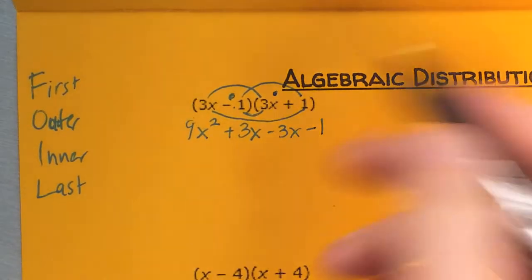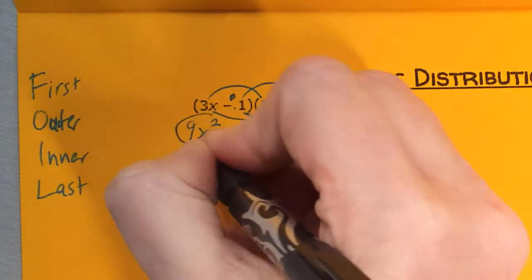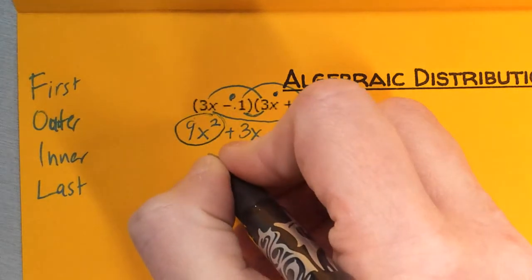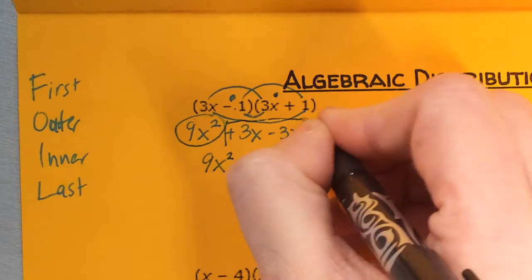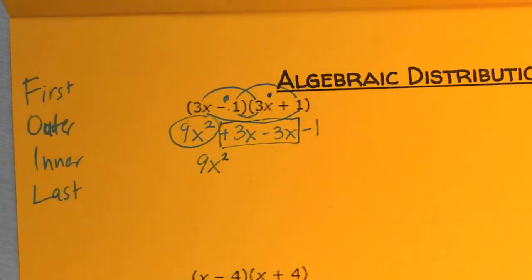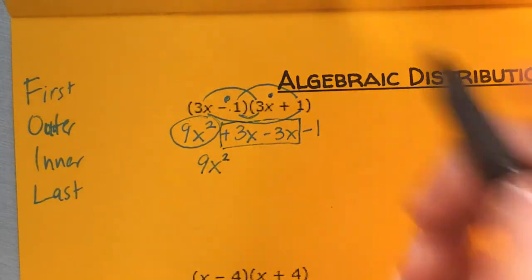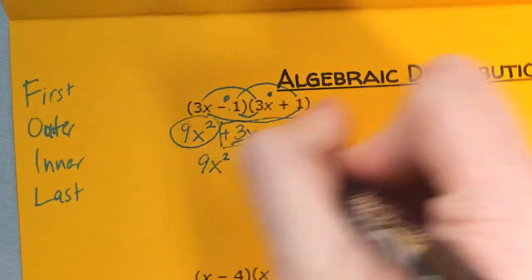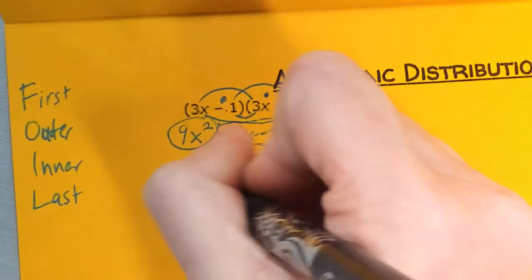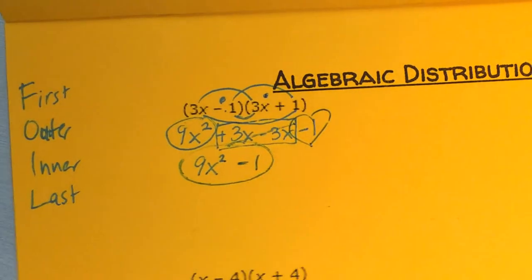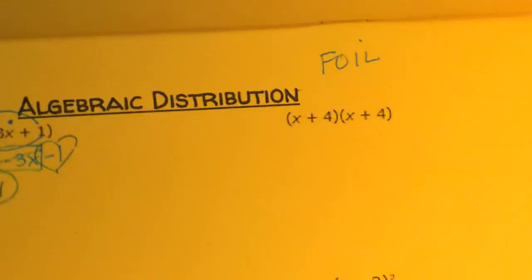All right, now I combine my like terms. I've only got one x squared term, so it comes straight down. I've got these two terms that I can combine because they're both x's. Well, 3x minus 3x is no x's, so this whole thing canceled out. And then I've got my constant term. So that is my final answer. Okay, let me show you another one.